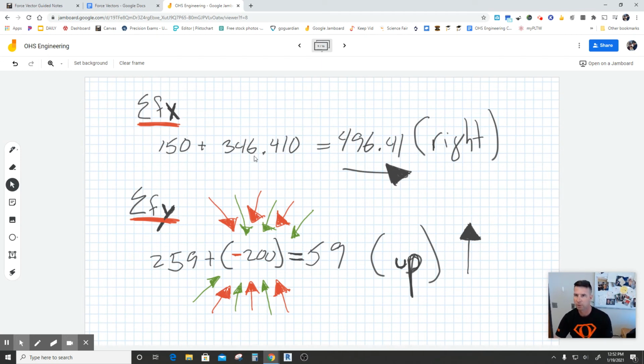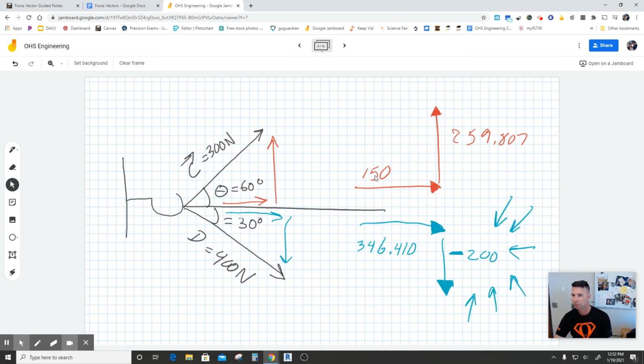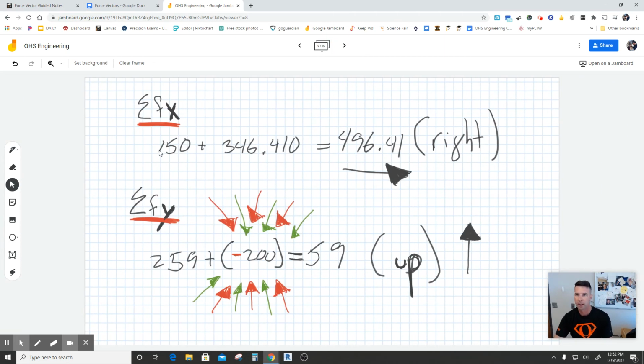Here's my 150 and my 346. See? Here's my 150 and 346. These are both my x's. I'm going to add those, and then I'm going to add my y's. So I add these up. I get 496.41. Notice this is x, so left or right. It's positive, so it's going right.